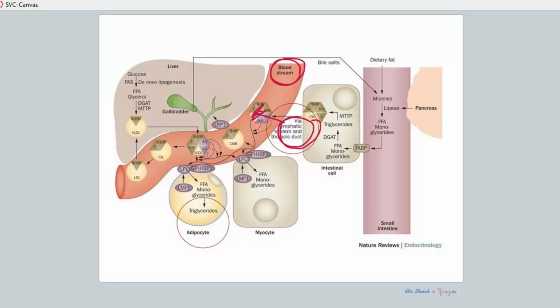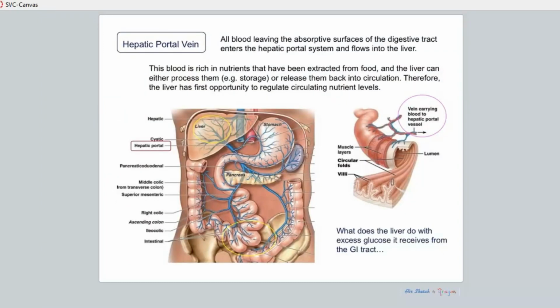That they need to. So for instance, here's a fat cell, and that's going to take up these component parts and put them back into triglycerides, and so now we have a fat cell that's storing triglycerides. These are also going to be taken up by different cells of the body. This is a muscle cell, and it's going to be used for energy.